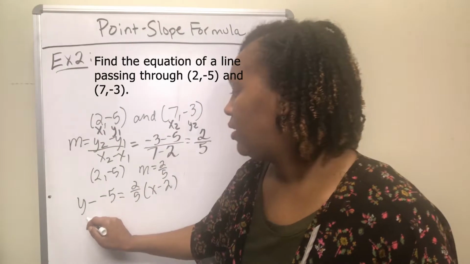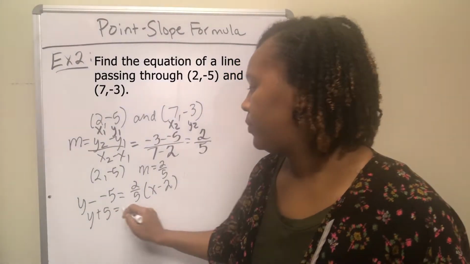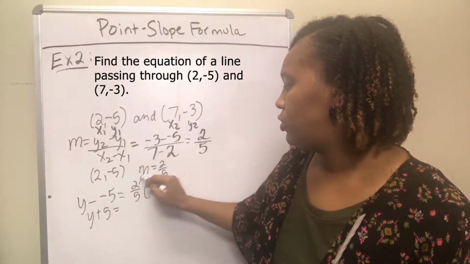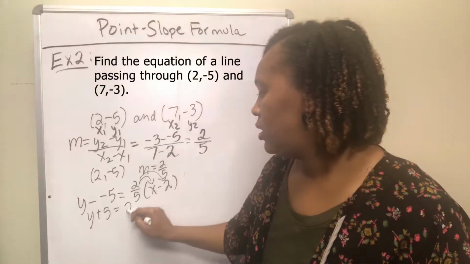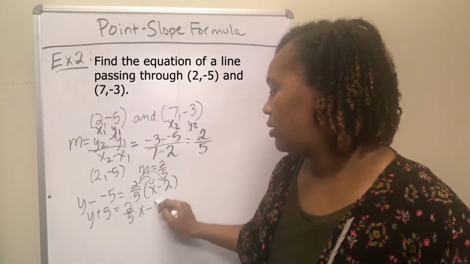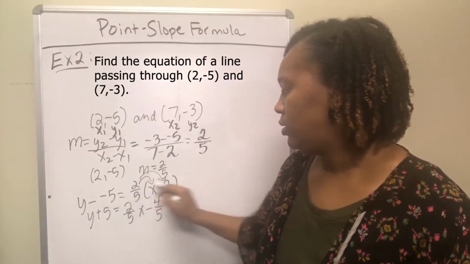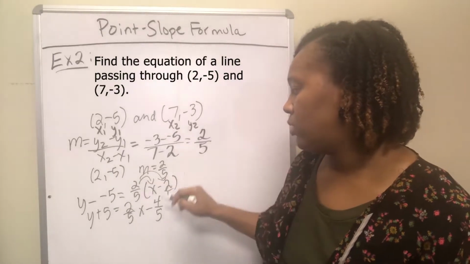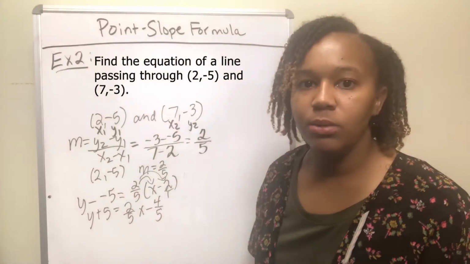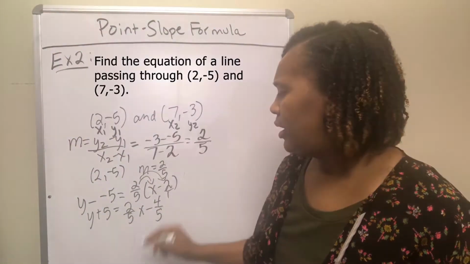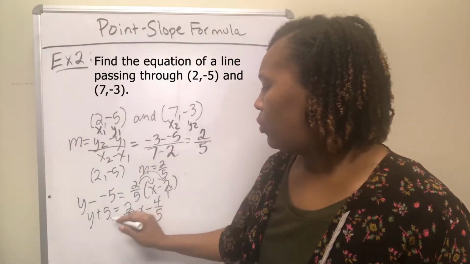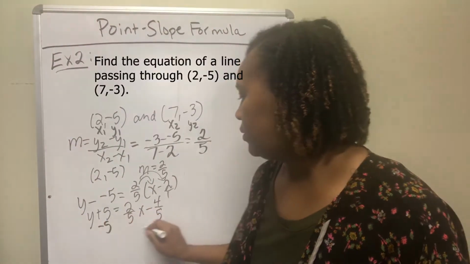Y minus a negative becomes y plus. And I want to distribute the 2/5. So that's 2/5 x minus 4/5. So you multiply across, that's 2 over 1. 2 times 2 is 4, and 5 times 1 is 5. And so you want to move the 5 over.